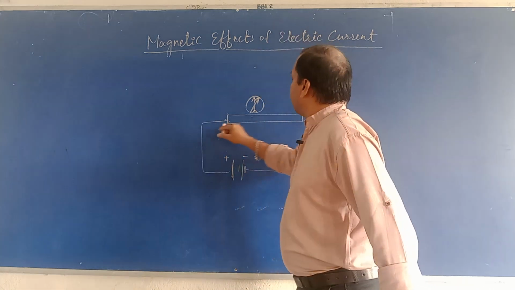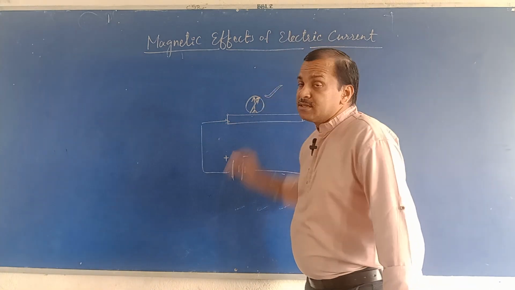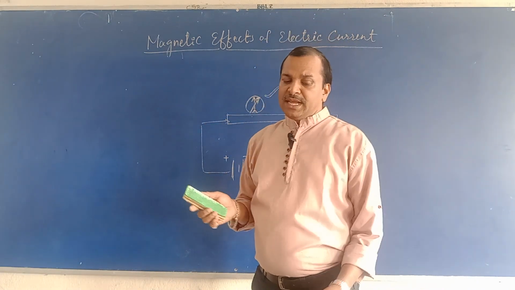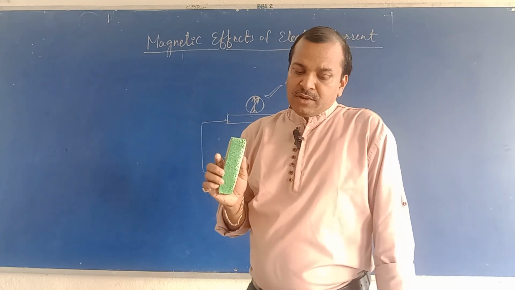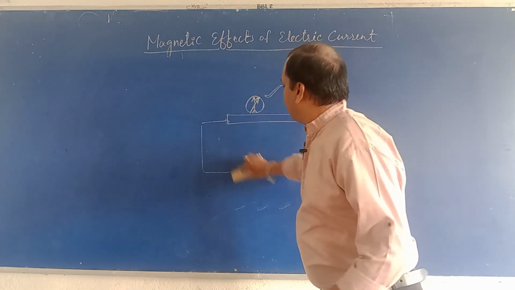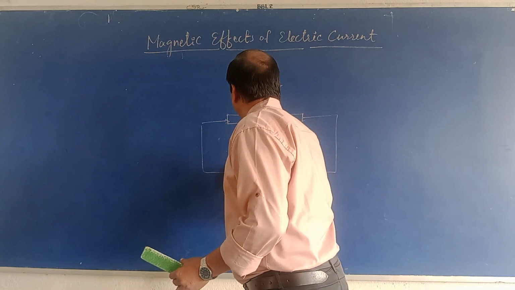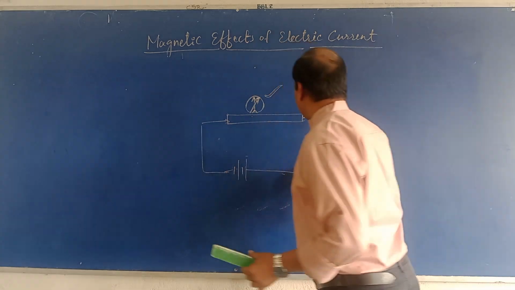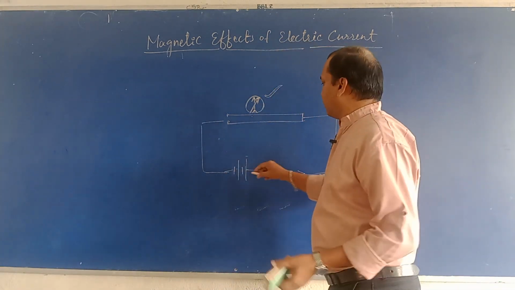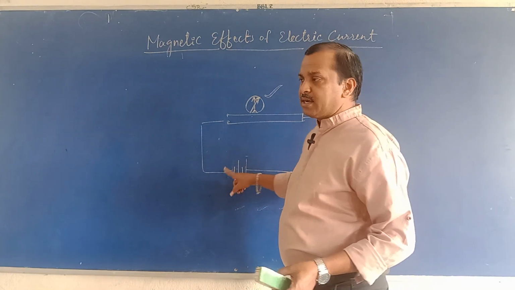So when current passes through this, what will happen? This needle compass will deflect. Clear? And the direction of deflection will reverse if the positive is on this side and the negative on this side, then the current will flow from this direction. Clear? First time, I connected positive this side and negative this side.